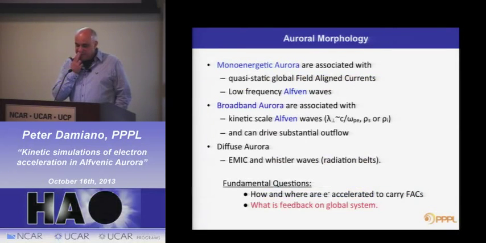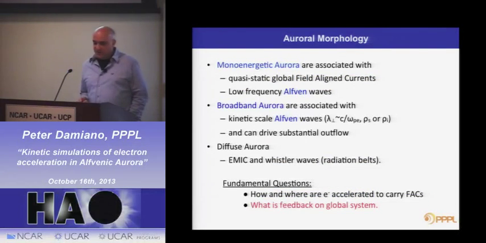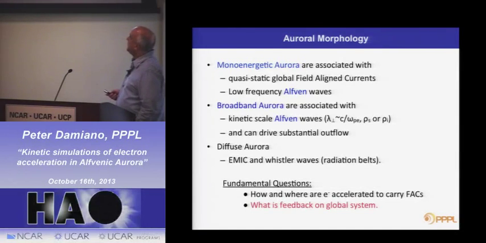So the auroral morphology associated with these field-aligned currents can be broken up into several categories. The global-scale field-aligned currents, like the region 1 and region 2 currents, are generally classified as monoenergetic aurora. There's a quasi-static potential drop that the electrons are accelerated through, but it also applies to low-frequency Alfvenic waves. And I'll discuss more, these low frequency Alfvén waves are the field line resonances.